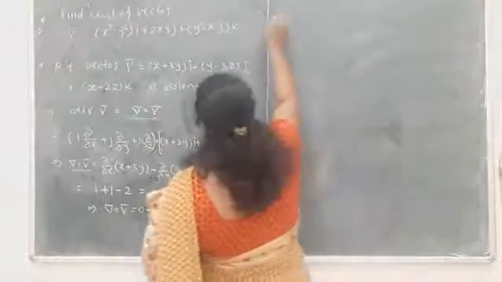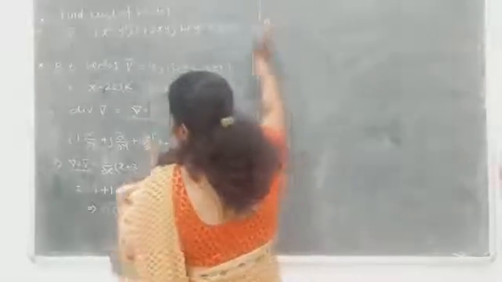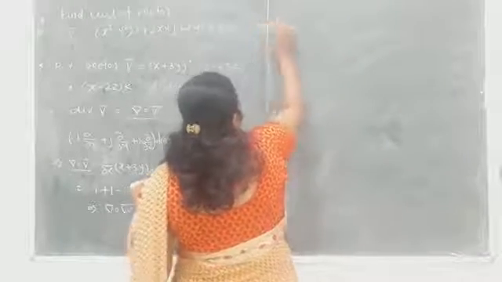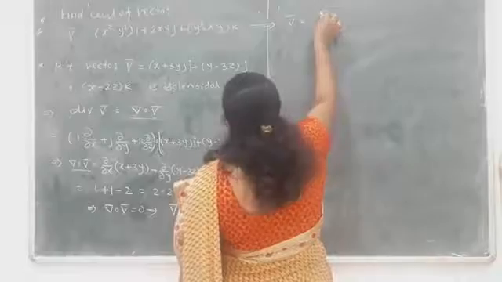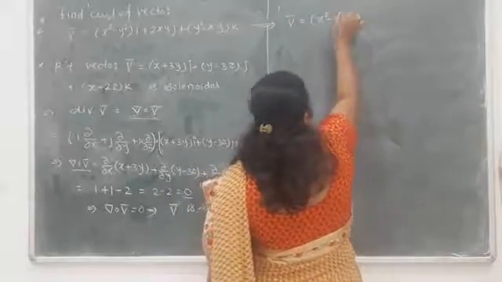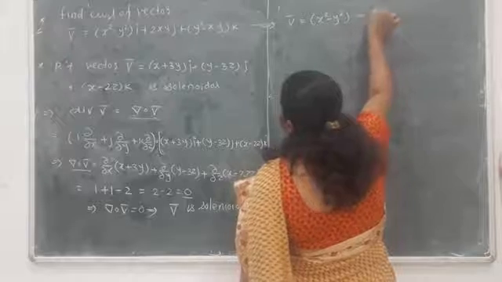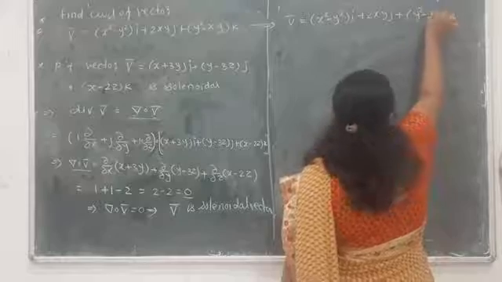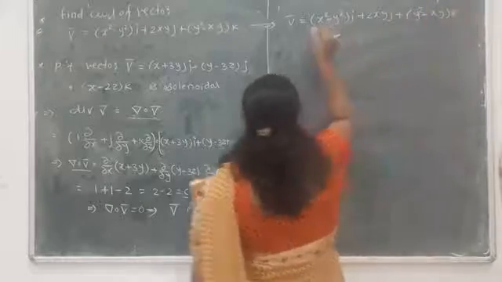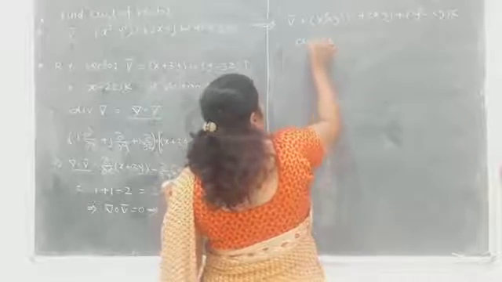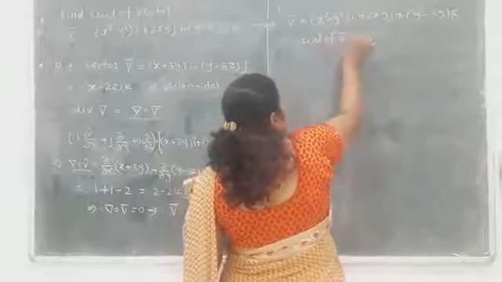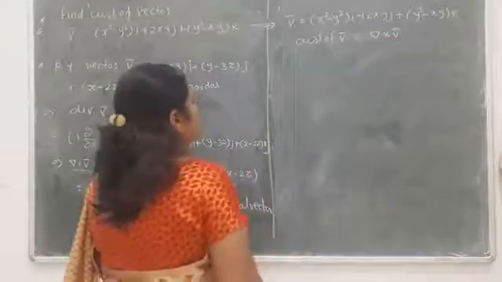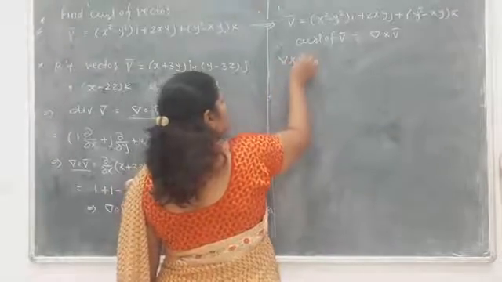Suppose that is our problem number 3. We consider that problem. Here v bar is equal to (x² - y²)i + 2xy j + (y² - xy)k, and we have to take the curl. Therefore, the curl of v bar is equal to del cross v bar.